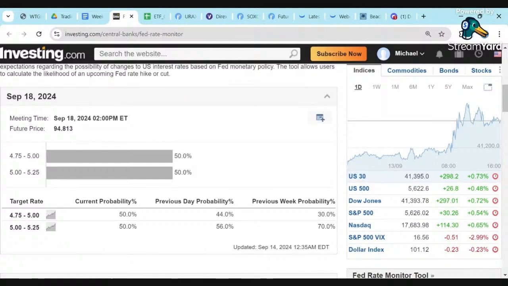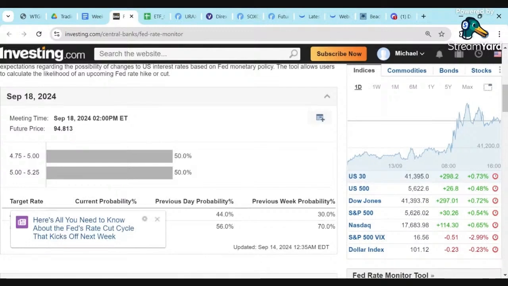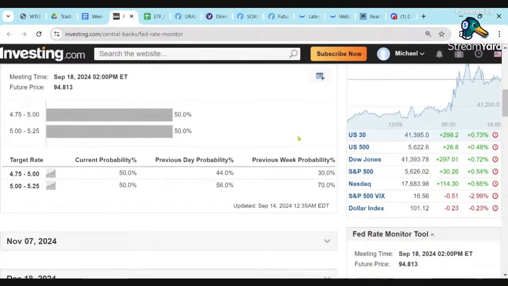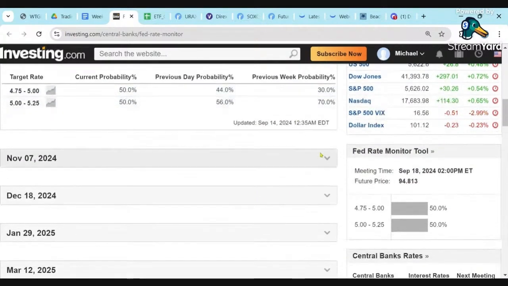So in my opinion, be prepared, position your trades, protect your profits, etc. But again, I think it'll be a volatile meeting decision, and then what Powell actually says based on their decision, their dot plot going forward. We'll just quickly look at November and December.